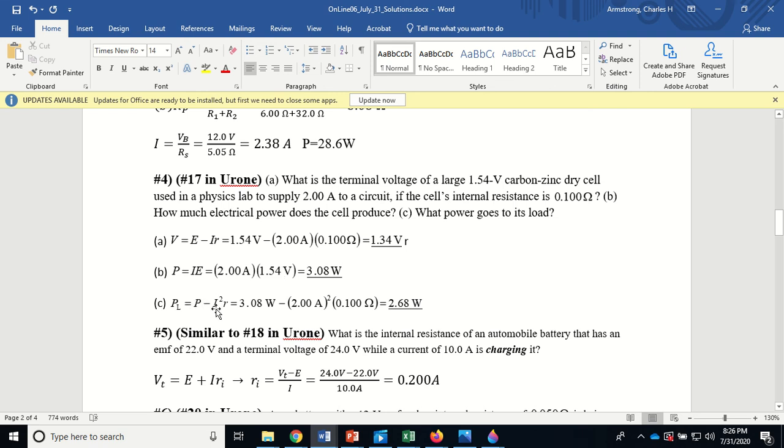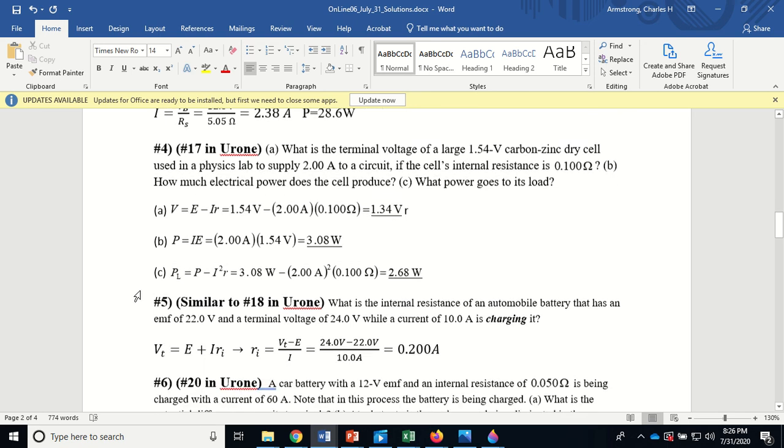But how much is the power we lost across the internal resistor? We had 2 amps go through that internal resistance. We got to square that and multiply times the resistance. So 2.68 watts. So we lost quite a bit of power inside of that battery. That is useless to us.